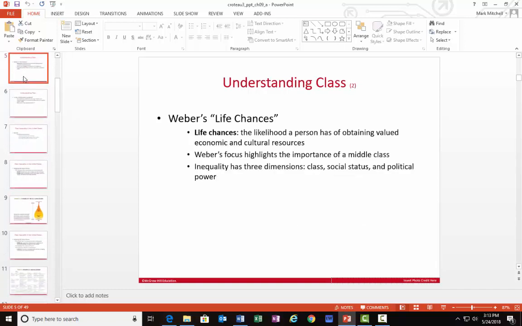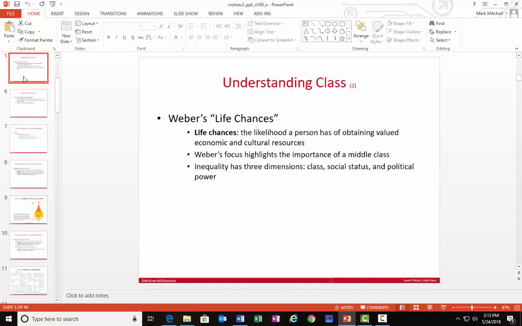Max Weber, also one of our pioneers of sociology, looks at this argument that Marx is looking at, but he does it from a standpoint of life chances. And depending on whether you're a member of the capitalist class or working class, your life chances are going to be different. So some people can afford to obtain education, to obtain health care, and some people can't.